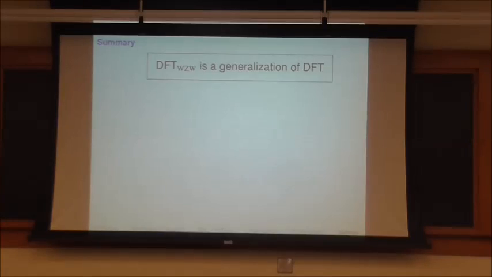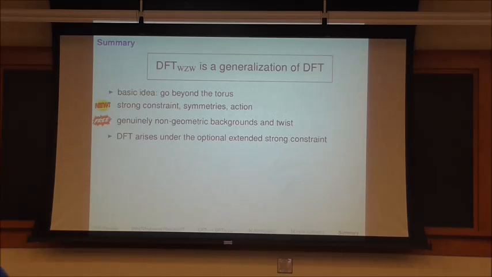Okay, so that was the story I wanted to tell you. I think the take-home message is that we really found some kind of a generalization of double field theory. The basic idea we followed is to go beyond the torus case, so also consider group manifolds, because we were able to do the calculation also for group manifolds. In doing so, we got some modified strong constraint, some new symmetries, these geometric symmetries for the background, and also a new action.